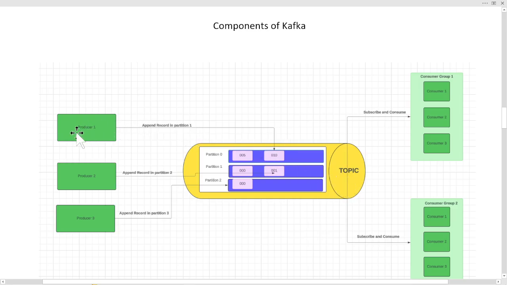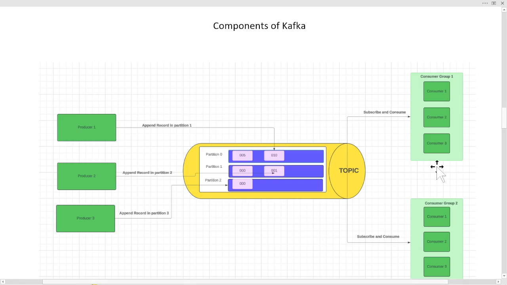Here we have producers, and here we can see there are consumers and consumer groups. The producer publishes the data to the topic, and as per the offset, the data is stored in various partitions. And at the end, a consumer group contains many consumers, depending on the configuration, and they subscribe to the topic and consume the data. So let's understand each and every component here.